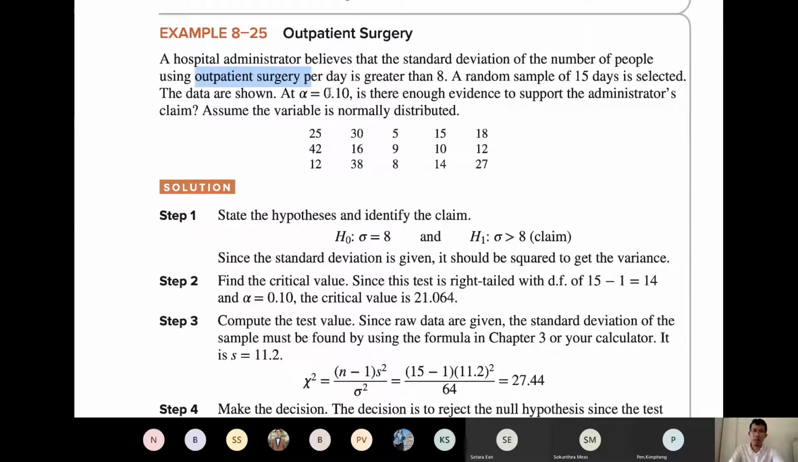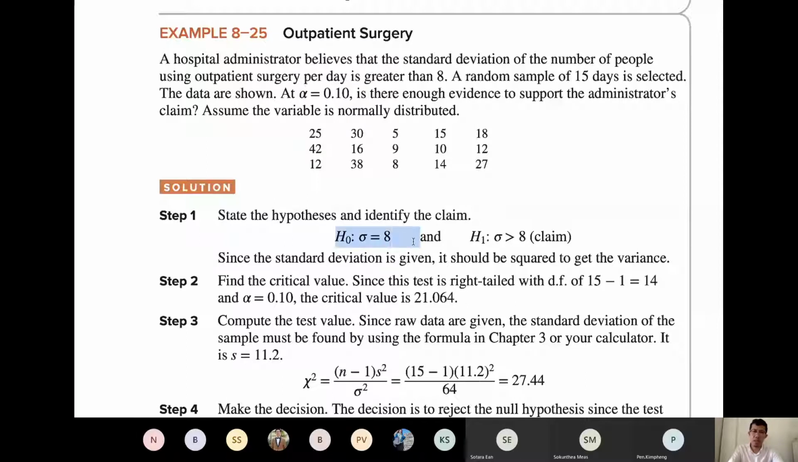And then we want to use a significance level of 0.10. So we want to know if there is enough evidence to support the administrator's claim. How did he claim? He claimed that the standard deviation of the number of people using the outpatient surgery per day is greater than this. So you may come up with this hypothesis and identify the claim.